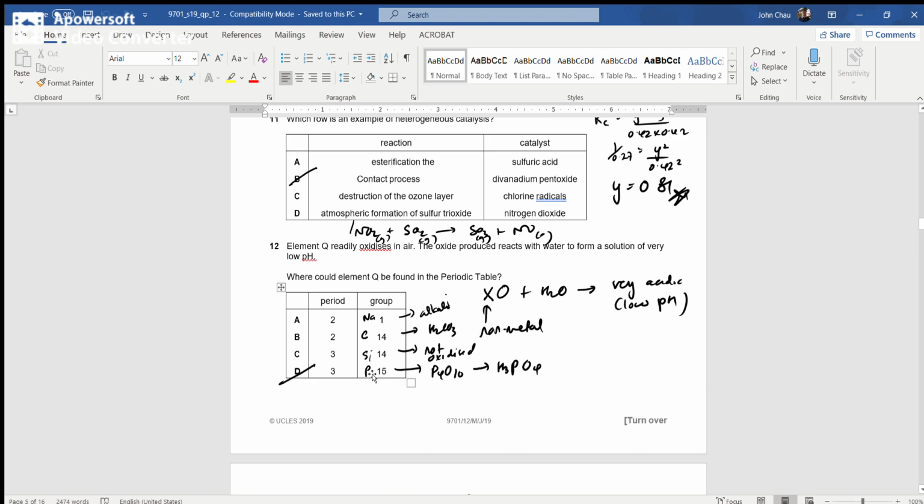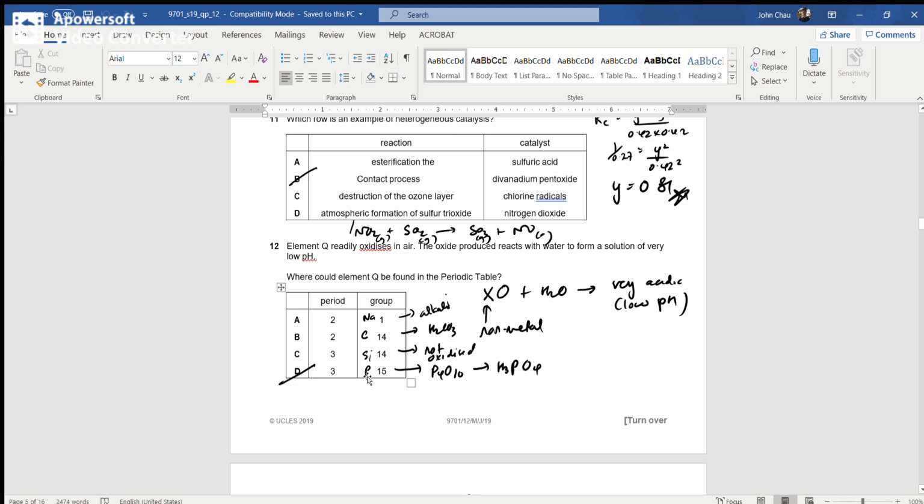Then we look at the acid solution that is formed by this element. Group 4 in period 2 is carbon, which forms carbon dioxide, and if you dissolve it in water, it forms carbonic acid. This is a weak acid, not very low pH. Then silicon dioxide does not dissolve in water, so this is not soluble.